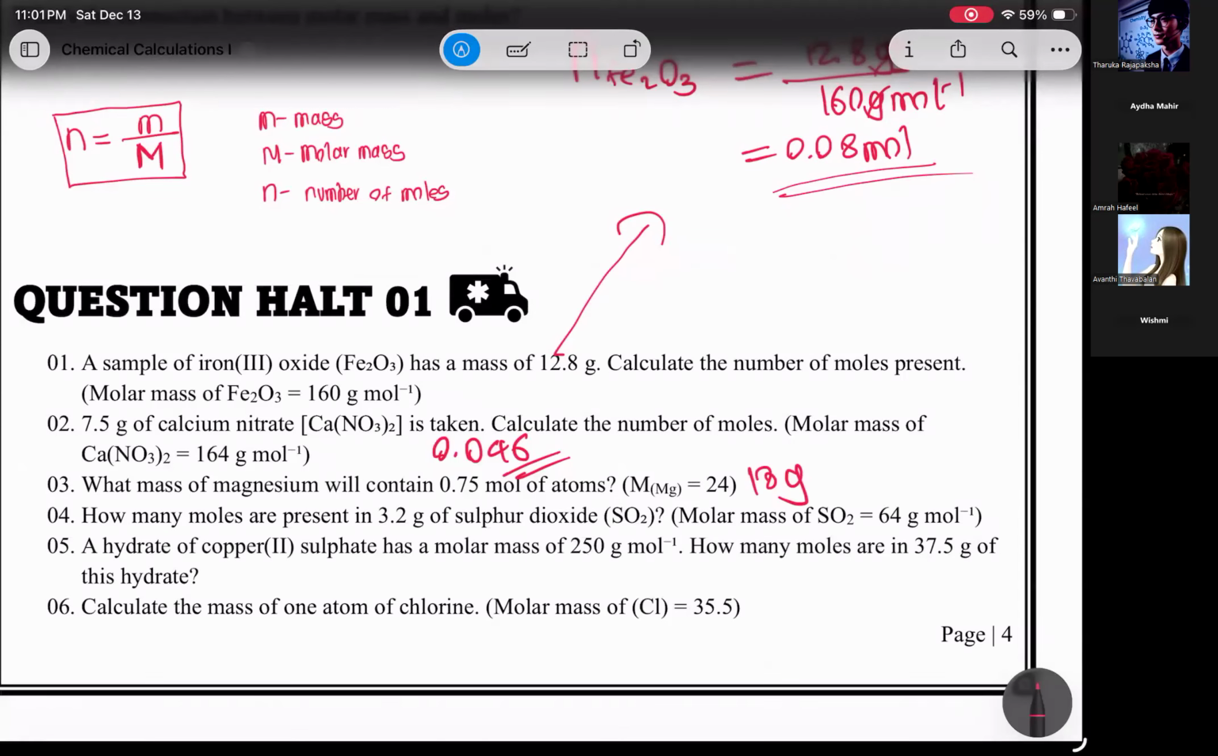Fourth one, how many moles are present in 3.2 grams of sulfur dioxide?